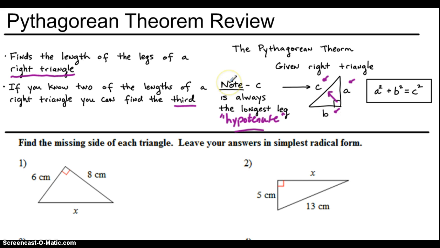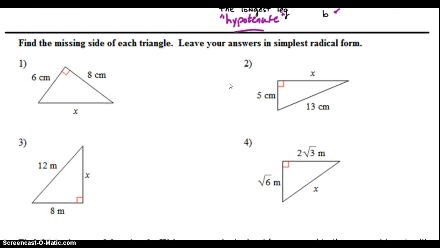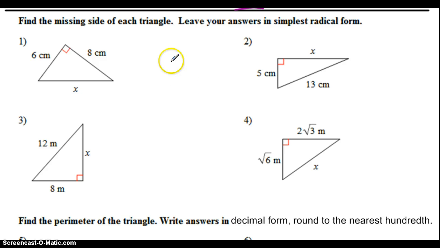So let's go ahead and apply the Pythagorean Theorem. Find the missing side of each triangle. Leave your answers in simplest radical form. Since I've got a right triangle here, two sides are known, the third side is unknown, I know I'm going to have to use the Pythagorean Theorem. So let me just write out the theorem itself. A squared plus B squared equals C squared. And I like to label my sides too. A and B are the shorter legs, doesn't matter which one, but C, remember, is always the longest side, the hypotenuse, across from the right angle. So that's x.